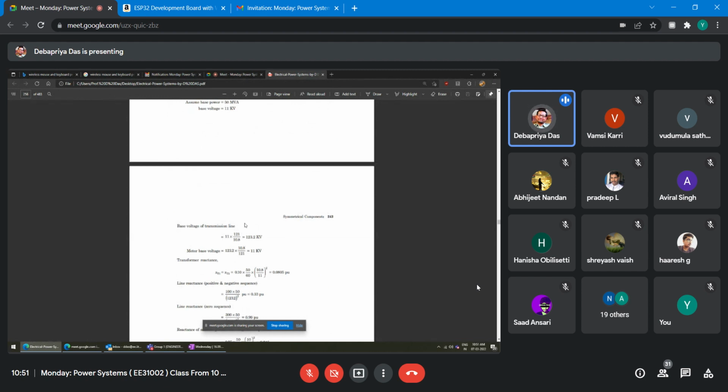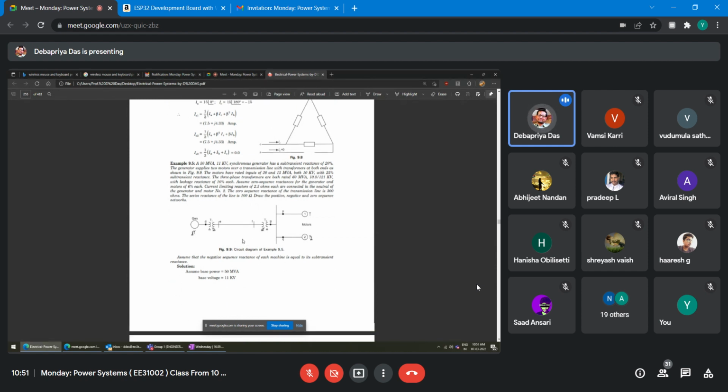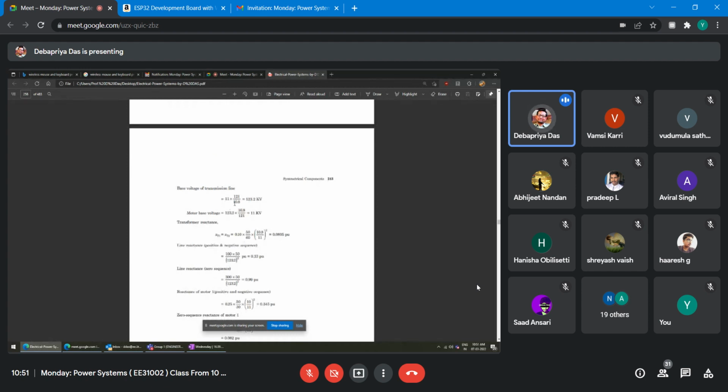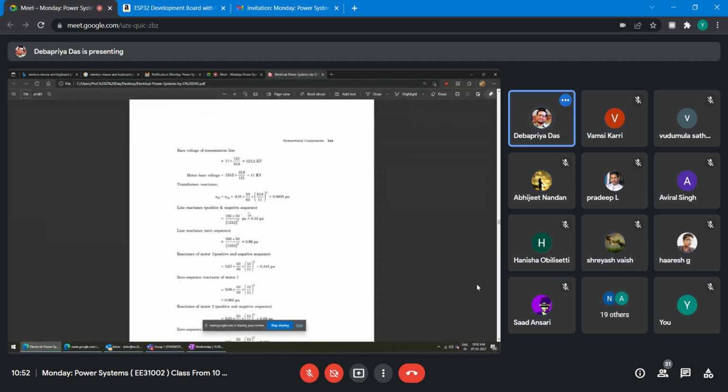Therefore, the base voltage for the transmission line will be 11 into 121 upon 10.8, so 123.2 kV. In proportion to that, you have to change the voltage, because the transmission line voltage is 121 kV and this transformer is 10.8 kV. That's why the base voltage of the transmission line is 11 into this, 123.2 kV. The motor base voltage will be 123.2 into 10.8 upon 121, so 11 kV again. Right, because the line goes from here to here, its base voltage is 123.2 kV, so this side is 11 kV.